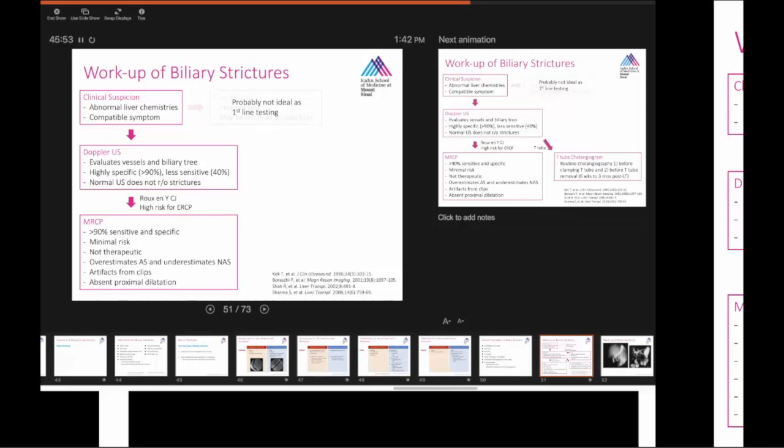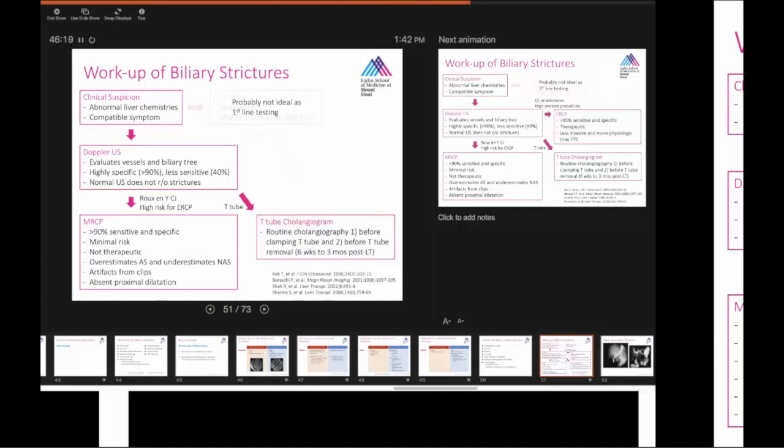In patients with Roux-en-Y anastomoses, or those who are at high risk for ERCP, MRCP is obviously the best bet. Very sensitive and specific, minimal risk. The problem with MRCP is that it's not therapeutic. You only see. And in patients with clips, you could get artifacts that would also interfere with image quality. In patients with a T-tube, then you could do a T-tube cholangiogram and just see how things look.